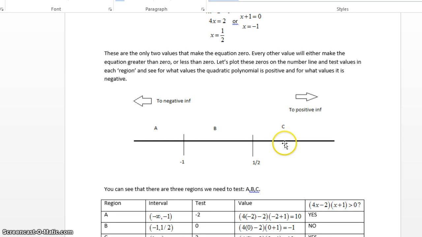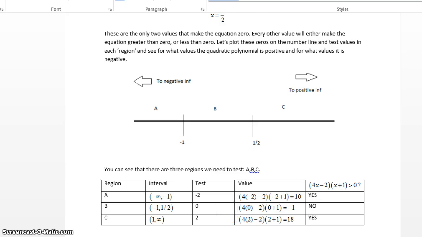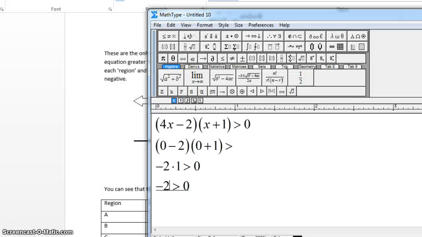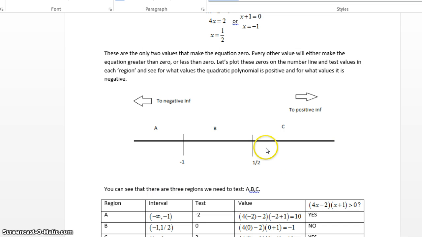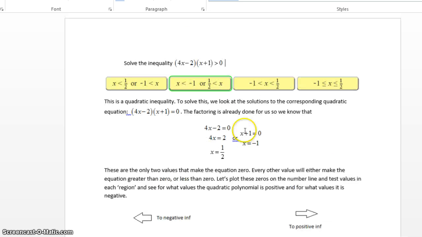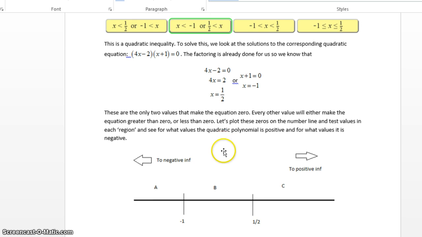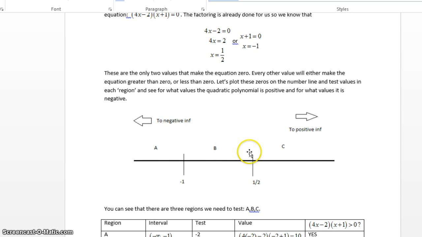And then finally, let's test region C. So anything greater than positive 1/2. So just pick 2. That's an easy number to work with. So that's 4x, so we're going to get 8 minus 2, and then 2 plus 1. And 8 minus 2 is 6 times 3, and we can already see that's 18. 18 is greater than 0, so that's true. So we know anything above 1/2 makes this inequality true. So we have two regions: anything less than negative 1 or anything greater than 1/2, but not in this B area.